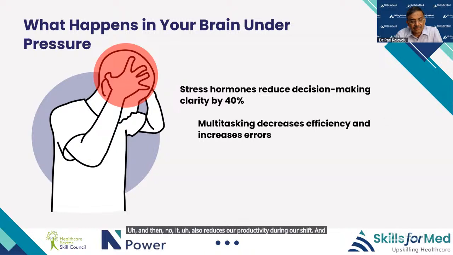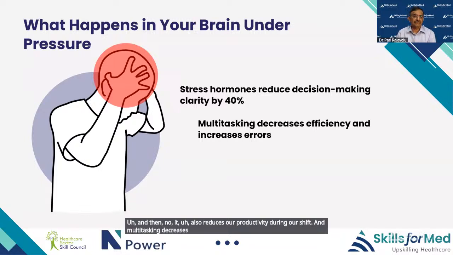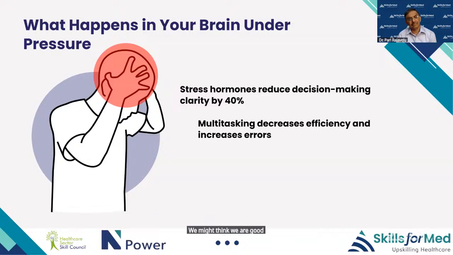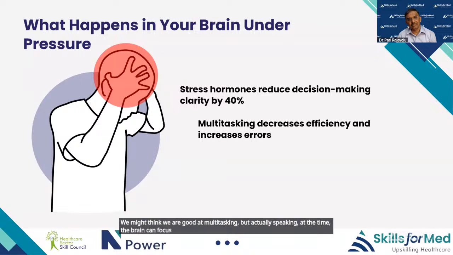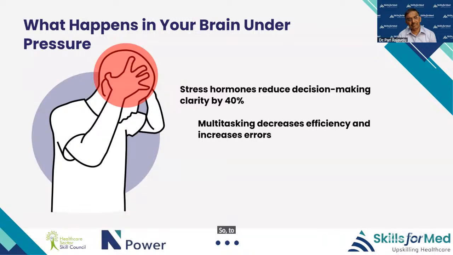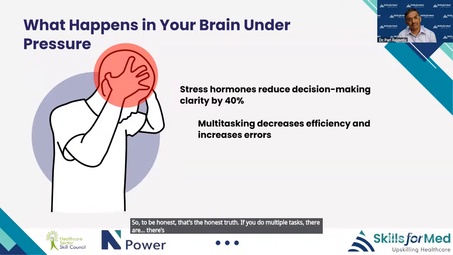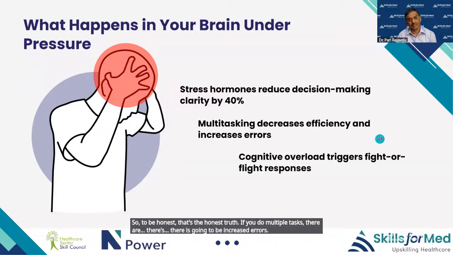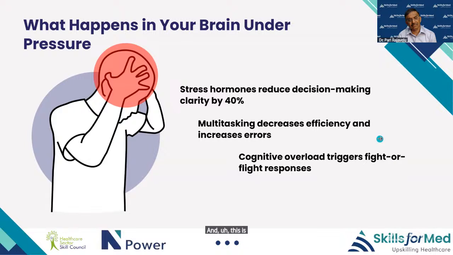And multitasking decreases efficiency. When a lot of things are increasing in your daily routine tasks, you will not be able to focus on all the things. We might think we are good at multitasking, but actually, at a time the brain can focus efficiently on one task. So to be honest, that's the honest truth. If you do multiple tasks, there is going to be increased errors. And this is again about cognitive overload.